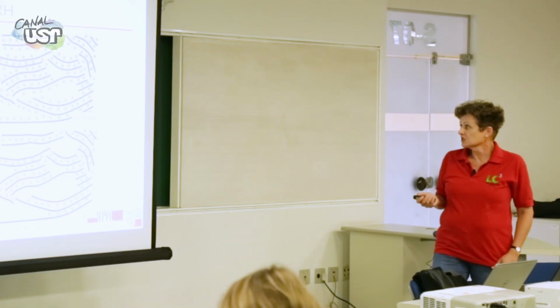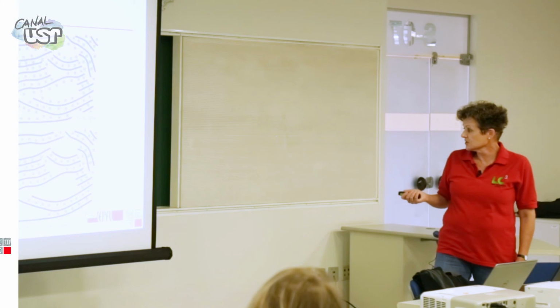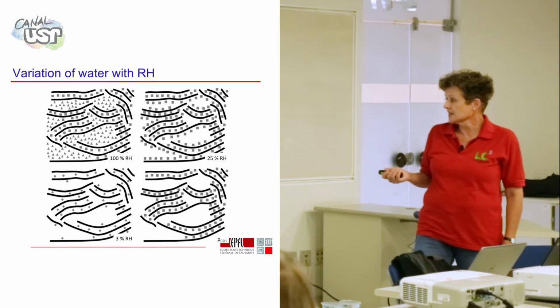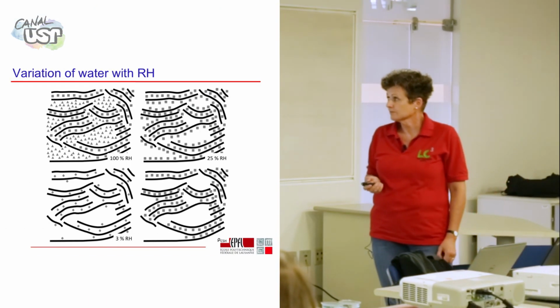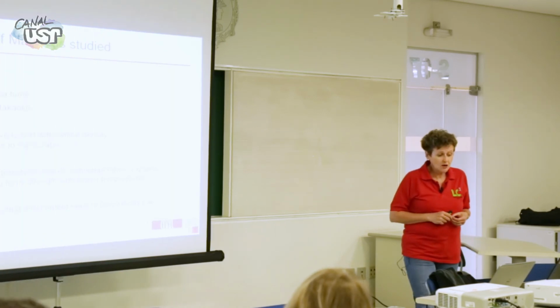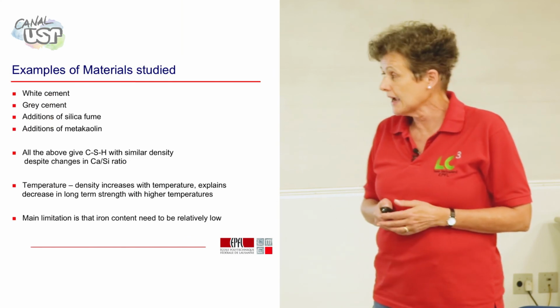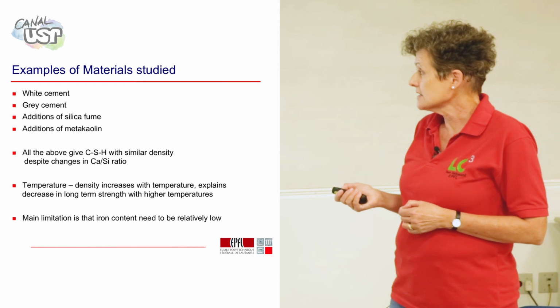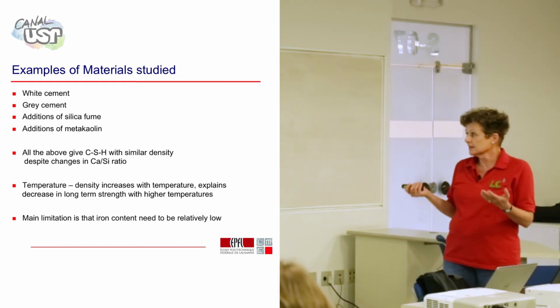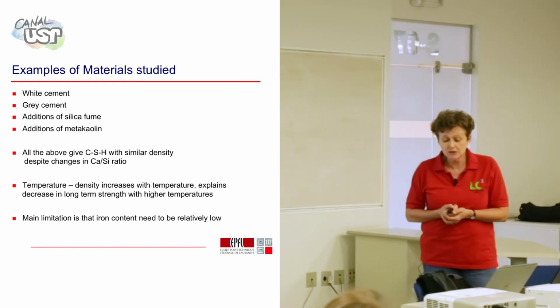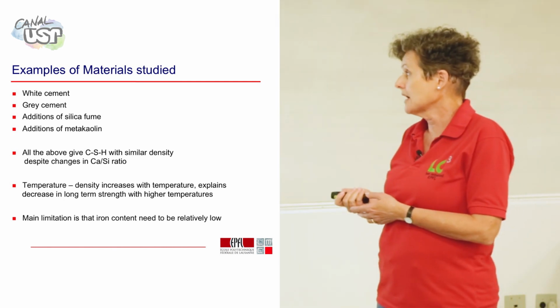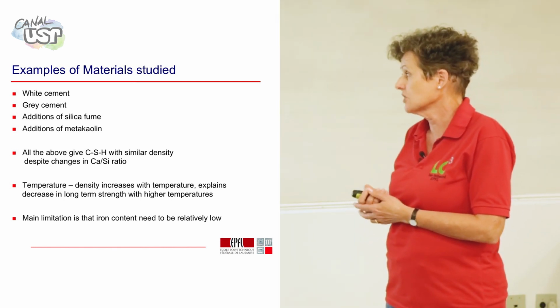So this is all information we can get from that, and we can describe that information in this kind of diagram which shows the state of the CSH at different states of relative humidity. And we've used this now quite extensively. We've used it for white cement, for grey cement, with additions of silica fume, additions of metakaolin. In all of those cases, we see basically the same thing. CSH is all basically similar. It has a similar density, even though we can have changes in the calcium to silicon ratio.